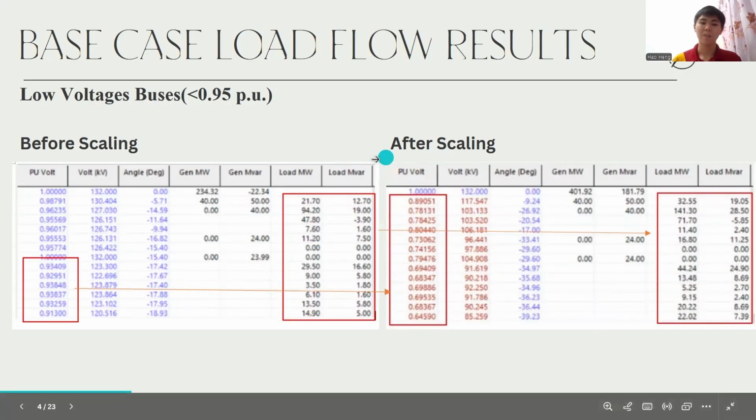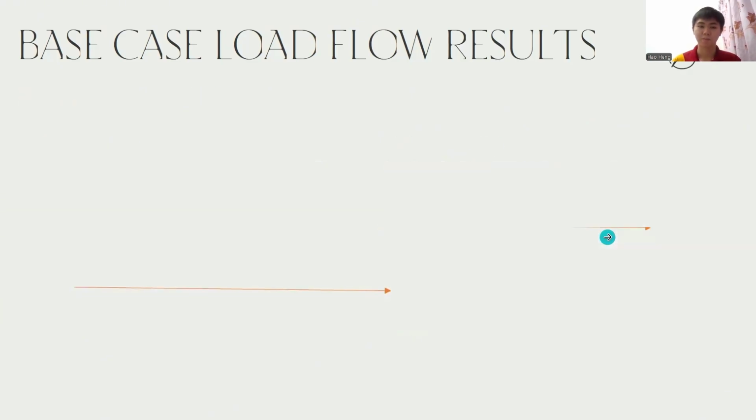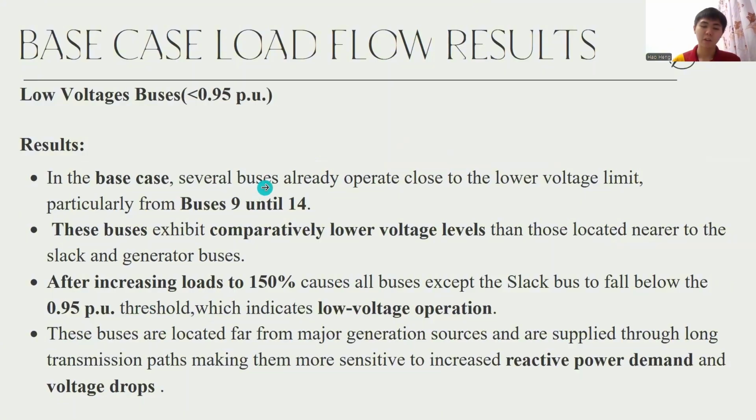We can see from here, after the active and reactive power increase 150%, the voltage per unit of all buses becomes less than 0.95 per unit. And these buses are located far from major generation sources and are supplied through long transmission paths, making them more sensitive to increased reactive power demand and voltage drops.